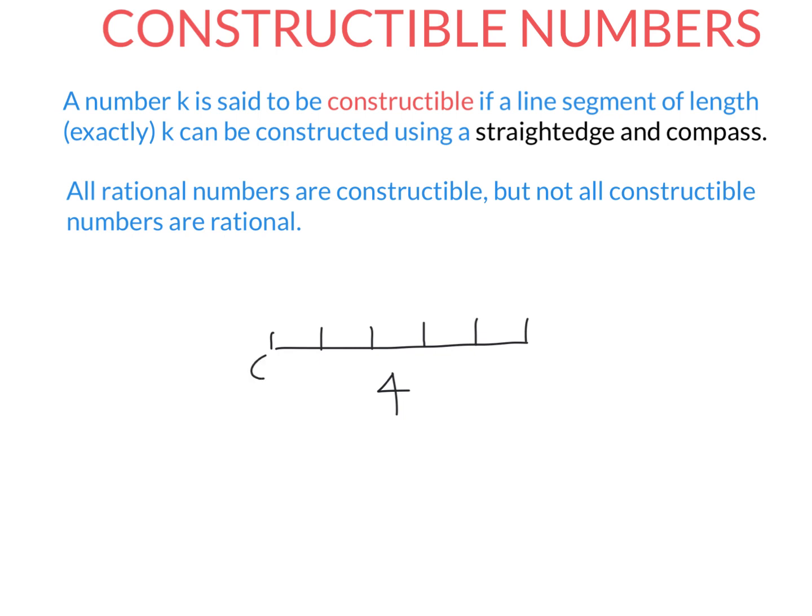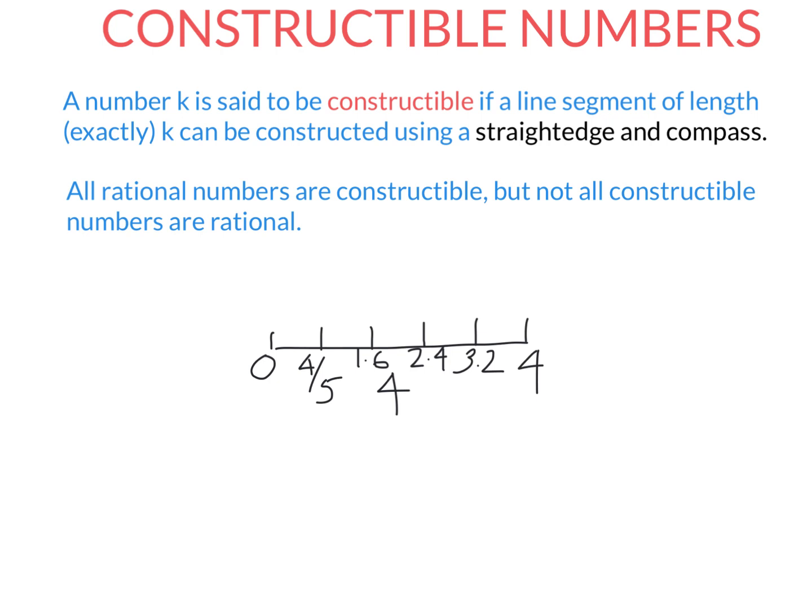So if the whole segment was of length 4, we've divided into fifths. Each of these will be 4/5. So this will be 4 fifths. The next one will be 8 fifths, which is 1.6. And then we're adding 0.8 or 4 fifths each time. So we can use a straight edge to calculate other lengths. If we can do a line segment of 4, we can do, for example, line segments of length 4 fifths, because a straight edge will allow us to divide.